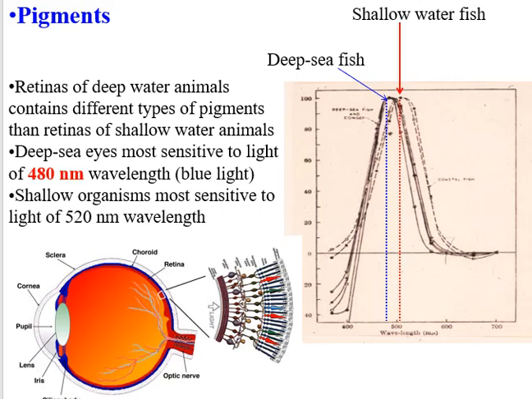Light of a higher wavelength, 500, 520 nanometers, we interpret as different colors of light: green light, yellow light, red light. And this bioluminescent light tends to be at a wavelength of about 480 nanometers.